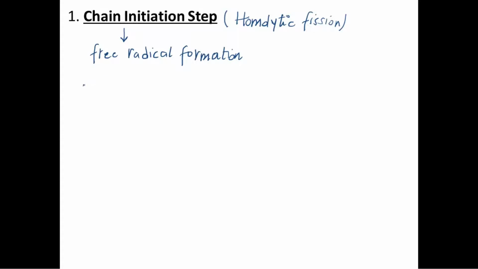Now, how will the free radicals be formed? I'm taking the example of benzoyl peroxide. Benzoyl peroxide has the formula C6H5, C double bond O, single bond O, O, C double bond O, C6H5. When this benzoyl peroxide is subjected to high temperatures, homolytic fission takes place from this region. When homolytic fission takes place, this bond breaks down and two free radicals are formed.